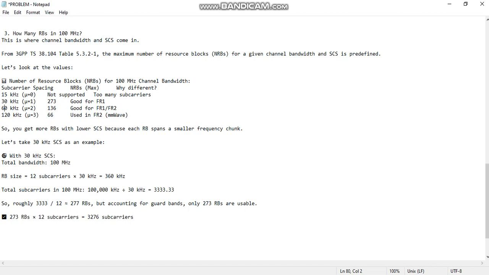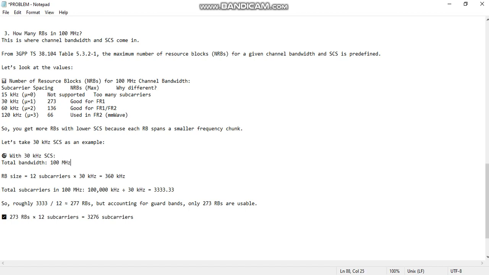We'll be taking 30 kilohertz subcarrier spacing. Why? Because the more the number of resource blocks, the better. Here we have 273 resource blocks. We know this from the standard table, so that's why we're going for 30 kilohertz. And in the question there is also no mention of subcarrier spacing, so we are going with 30 kilohertz subcarrier spacing.